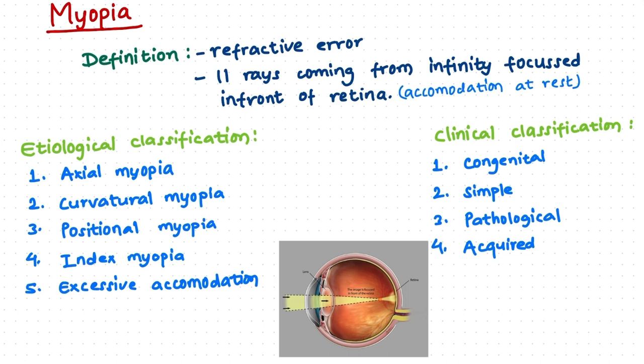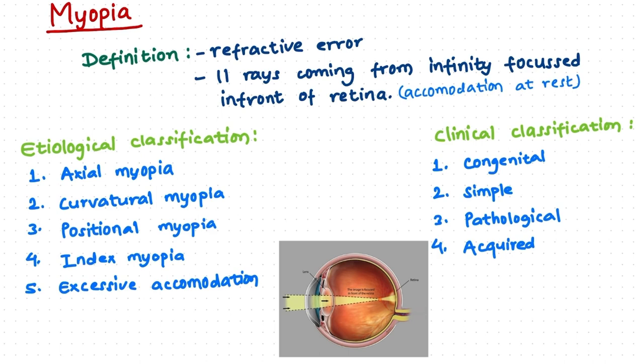Right. Now coming to its classification, it can be classified on the basis of etiology or clinically. Etiological classification at first: axial myopia, curvature myopia, positional myopia, index myopia and excessive accommodation myopia. What happens in axial myopia is that there is an increase in the axial length of the eyeball, which results in myopia. It is the most common form of myopia.